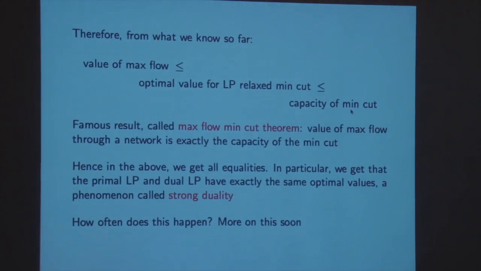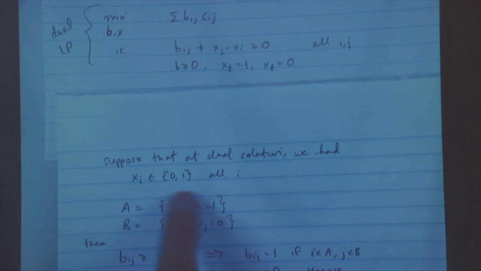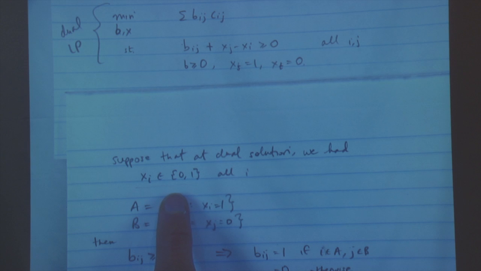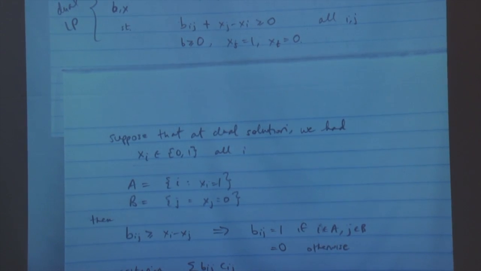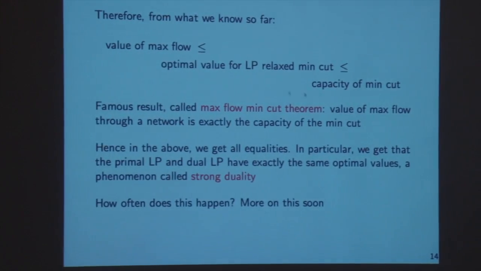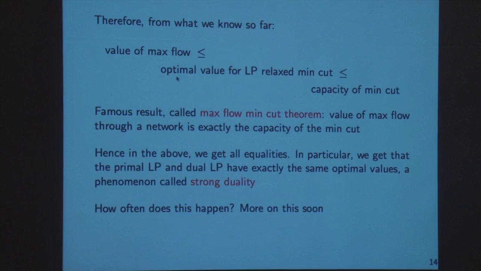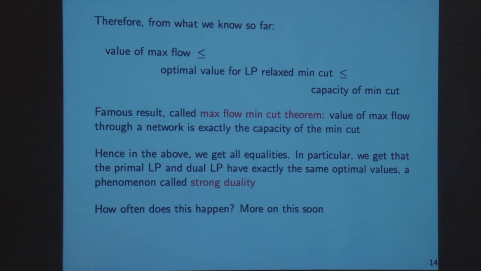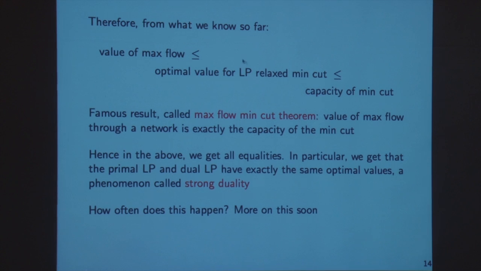So the dual LP is always going to be less than or equal to the capacity of the min-cut if we actually solve this integer program. This is non-convex, by the way, right? We don't know how to solve integer programs, at least not so far in this class. It's a very famous result called max-flow min-cut, which says that actually the right-hand side here and the very left-hand side are equal. So the value of the max-flow is equal to the capacity of the min-cut in any graph. That tells us that actually all these inequalities are equalities.